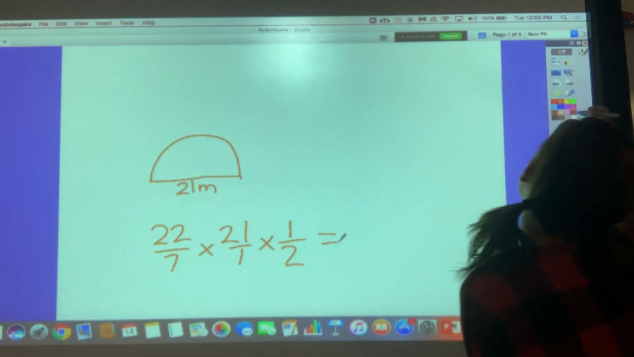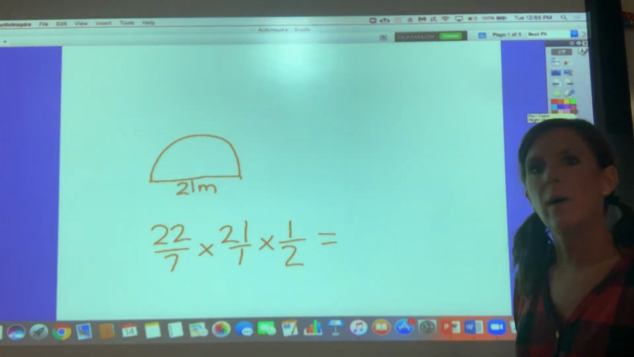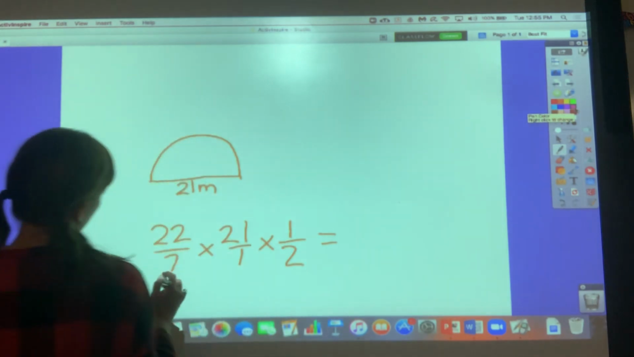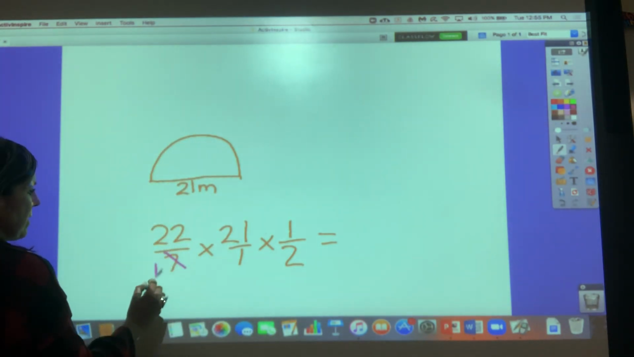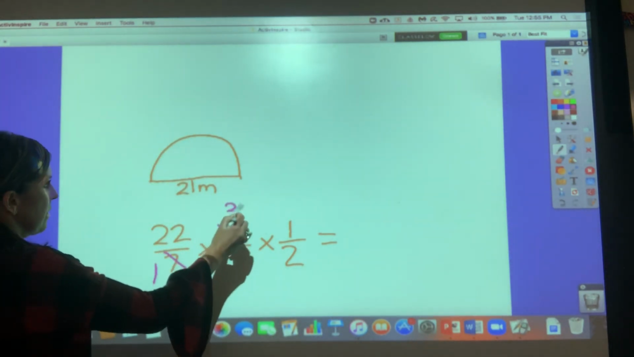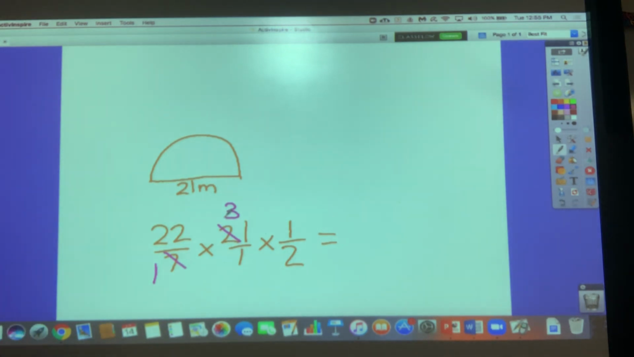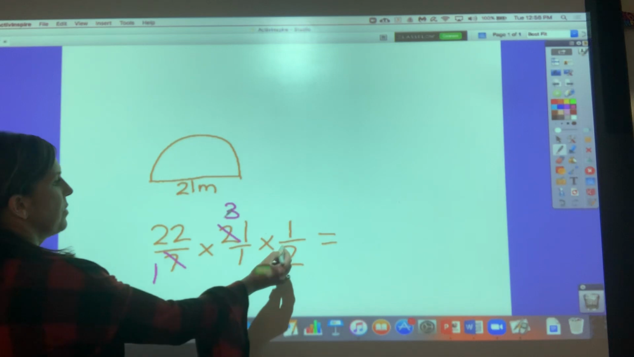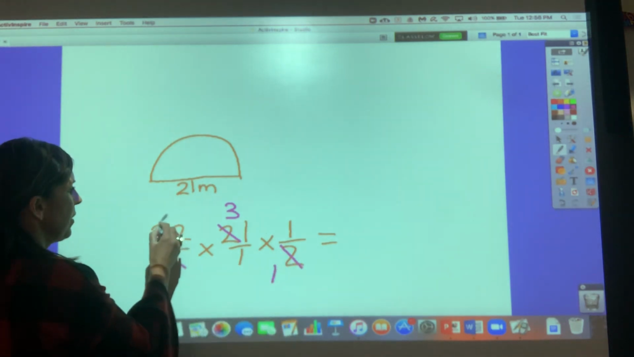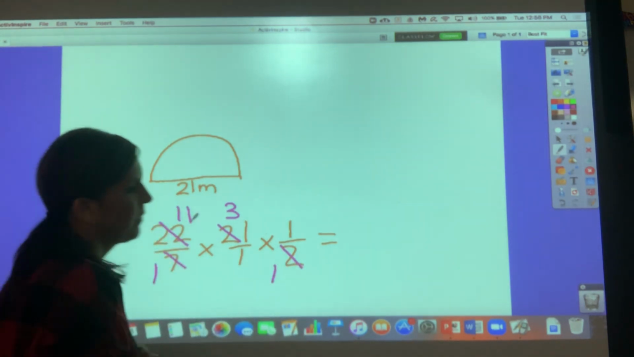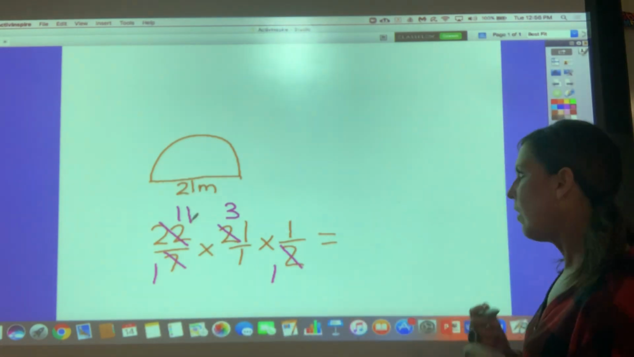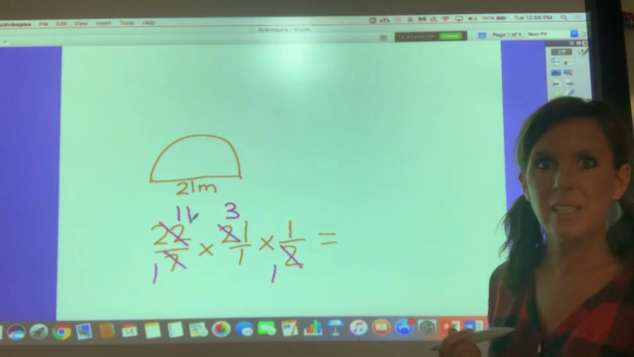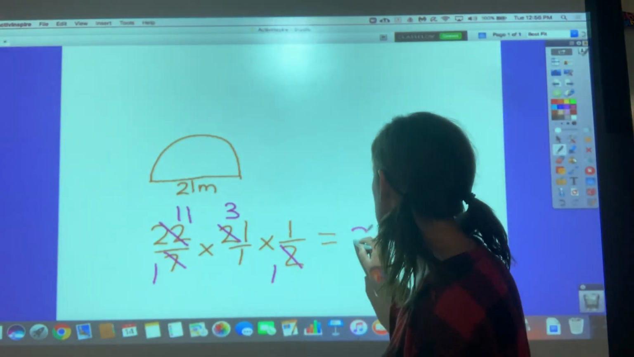Okay, let's see where we can cancel. Well, we can cancel the 7 and the 21 because 7 goes into itself once and it goes into 21 3 times. But look what else we can do. We can also cancel here. 22 and 2 also cancel. So 2 goes into itself and 2 goes into 22. And you'll notice that all we have left to multiply is 11 times 3, which will be 33.